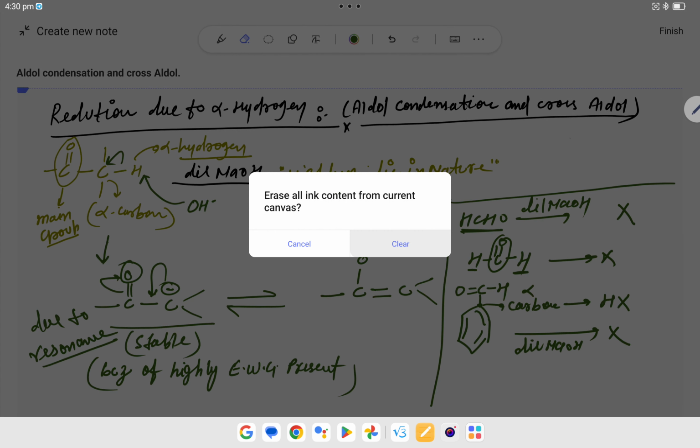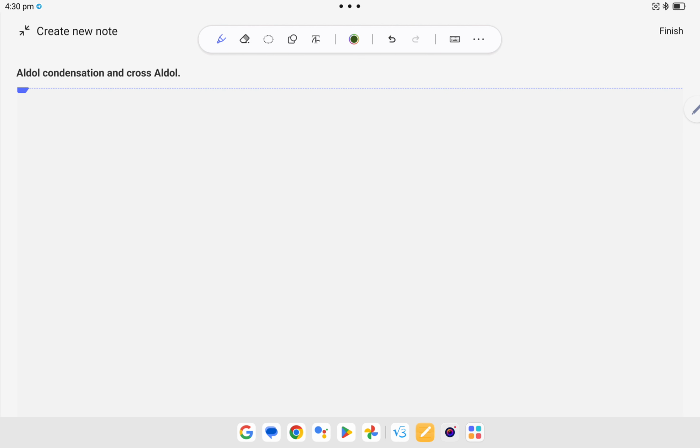check the reaction. Aldol condensation. So first we have to form aldol. Aldol means a compound which has both an aldehyde functional group and OH, alcohol, both functional groups present. Then it's called aldol condensation.